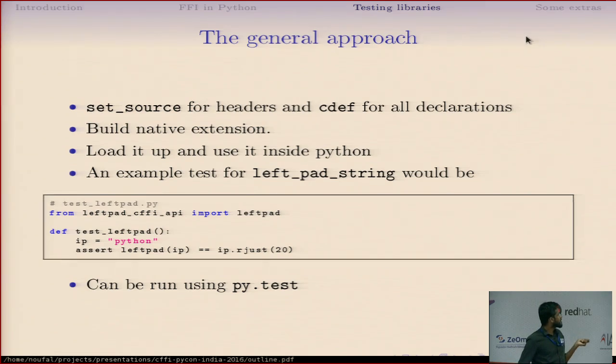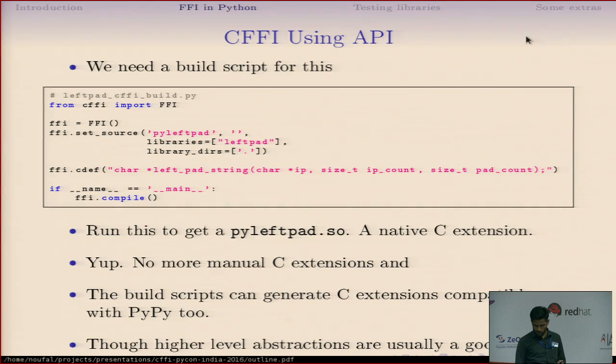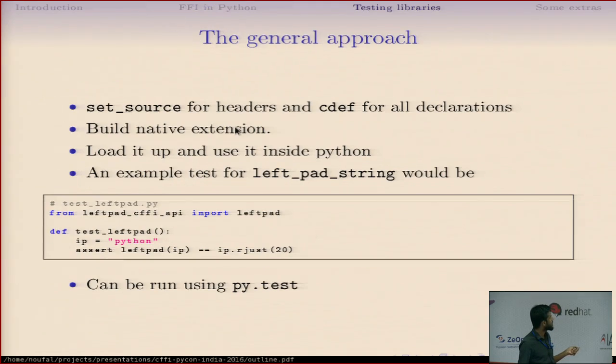So how do you do this now when we are doing it for our libraries? The general thing is to use set_source for headers, cdef for all declarations. So set_source, the thing which I mentioned over here. This thing allows you to put all your #includes and all those other things. You use set_source for everything you need. You cdef all the declarations that you want. You build a native extension, you load it up, and then you start using it as if it were pure Python.